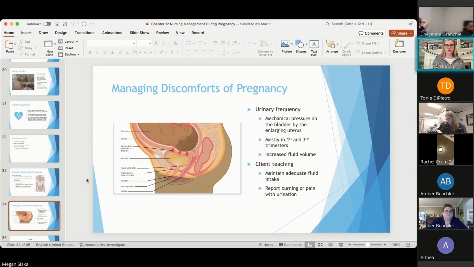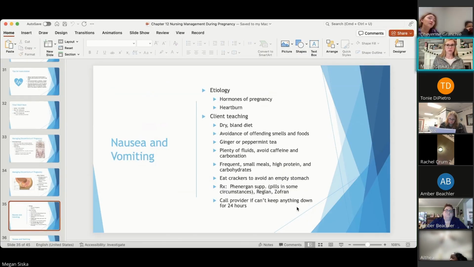Another discomfort, urinary frequency. If they're further along in their pregnancy, it's more just mechanical pressure. This baby is pushing down on the bladder. So make sure that they're not restricting fluids, that they are staying hydrated and going to the bathroom when they need to, even though it's disruptive. And then, of course, report any signs of UTI if they have any of those symptoms.